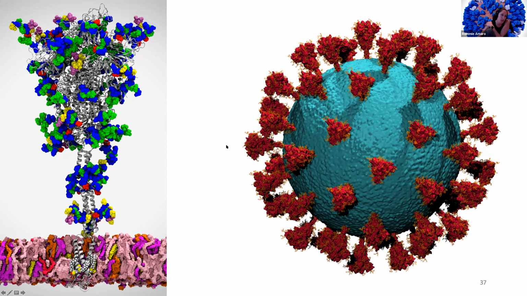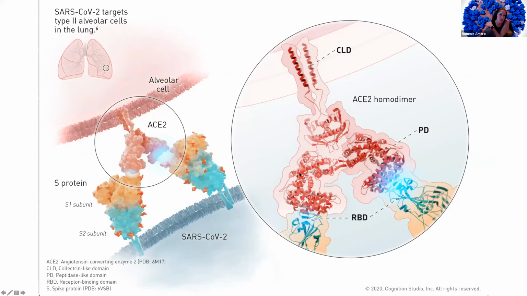Eventually, what we and others would like to do, and this is another rendition from a medical illustrator, this one from Cognition Studio, is have multiple in silico models of the virus with multiple spike proteins, and then have models of a host cell where you can have the so-called ACE2 receptors also fully glycosylated, along with other things on the host cell, so that we can begin to understand molecular recognition and so forth.